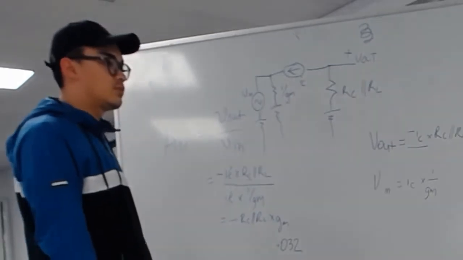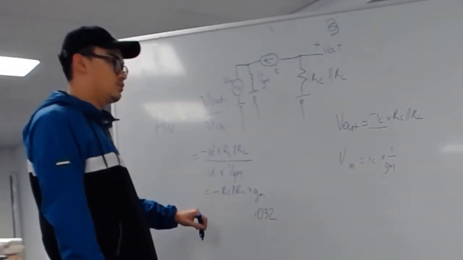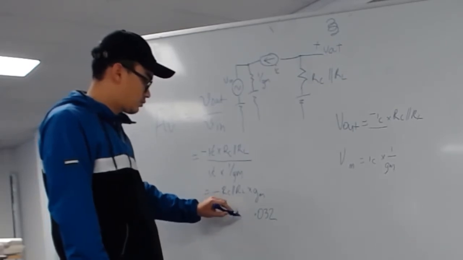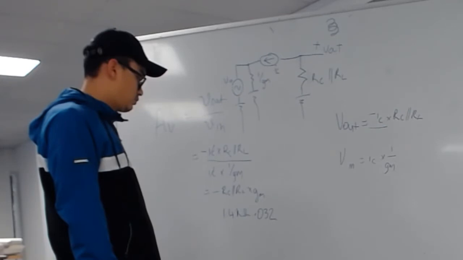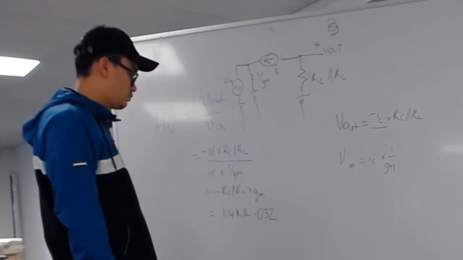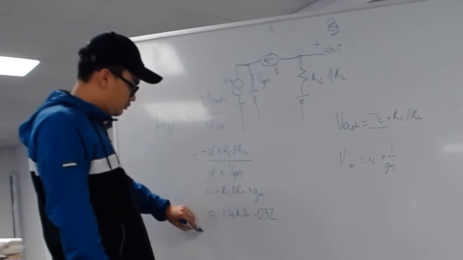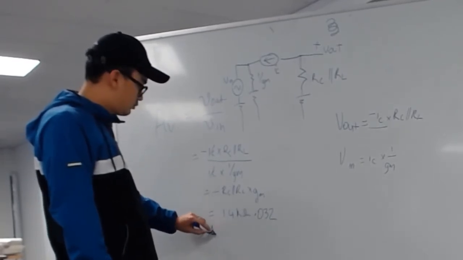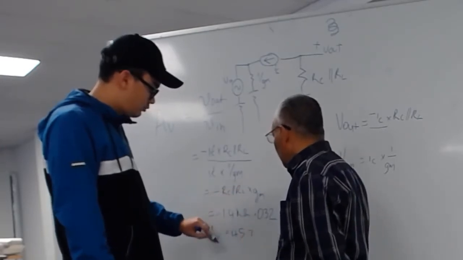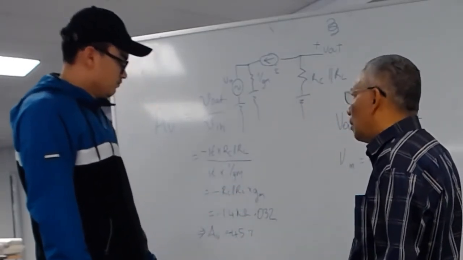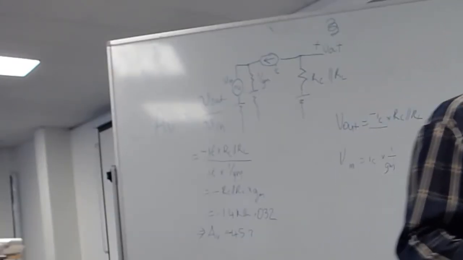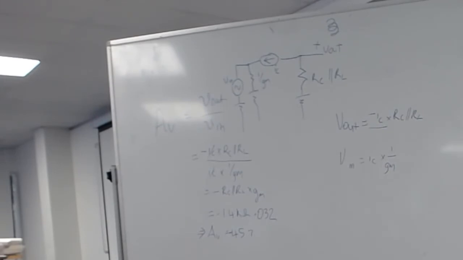Okay, and then RC in parallel with RL is how much? 5K parallel with 2K is how much? 1.4K? 1.4. Okay, so how much is the gain? About 70? Minus 45.7. Don't forget the negative sign. Okay, so that's your voltage gain.